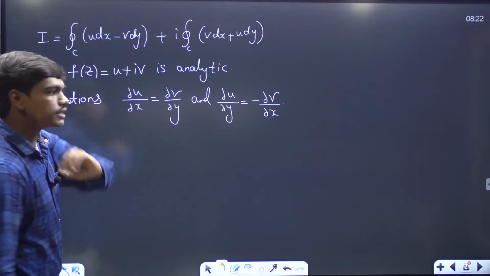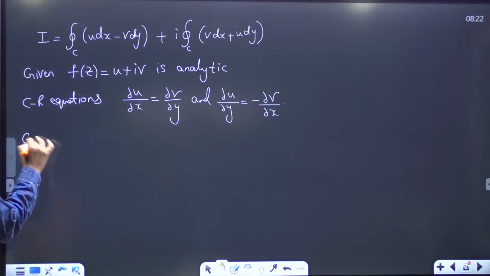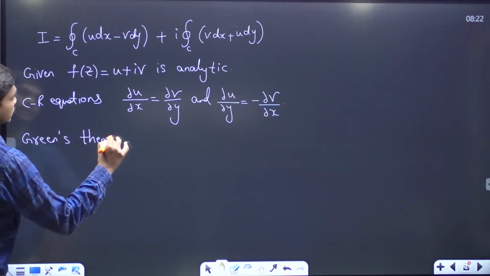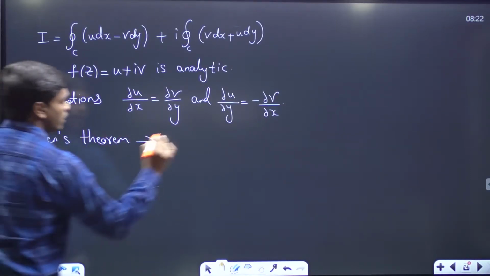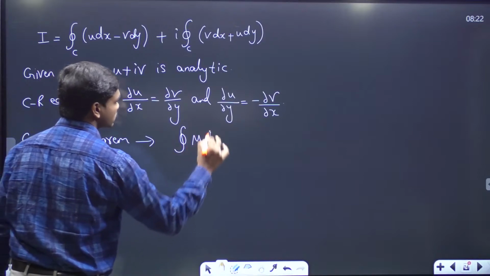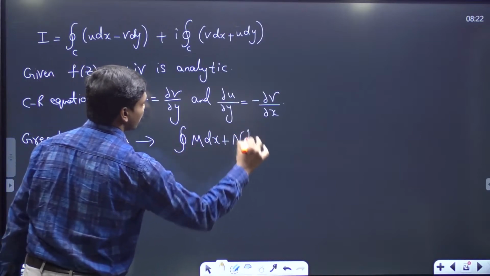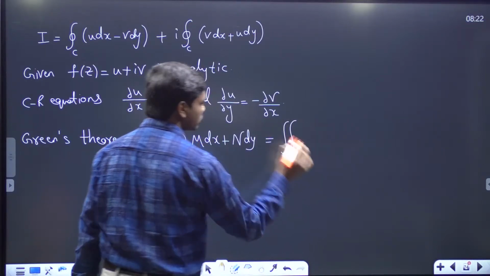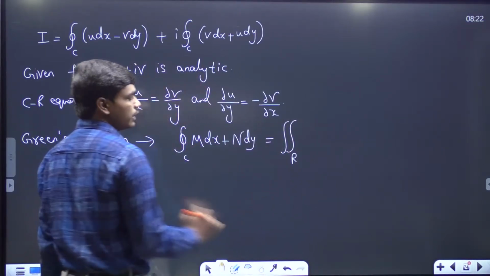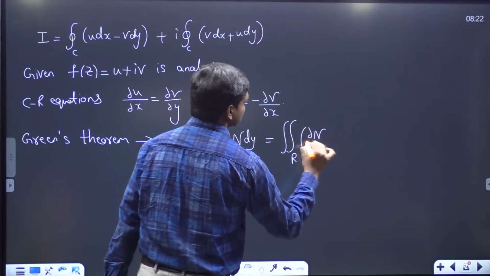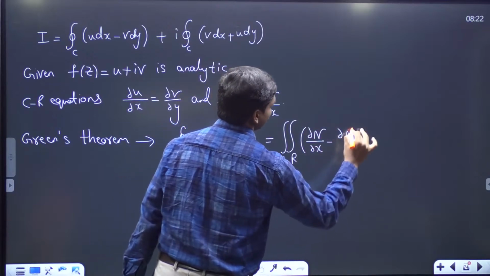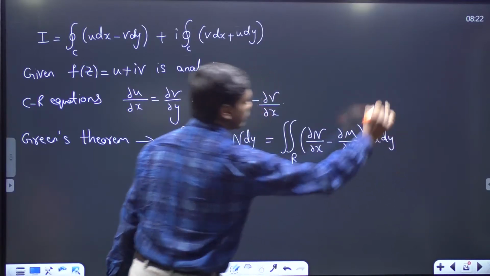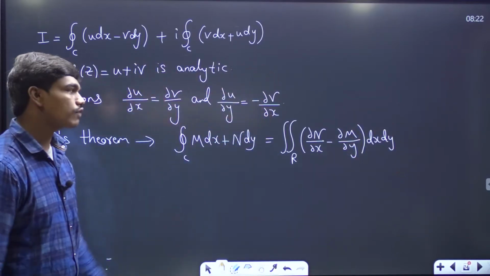If you remember Green's theorem in vector calculus, what does Green's theorem tell us? The cyclic integral of M dx plus N dy over the path C is equal to the double integral over the region R, which is bounded by this path C, of dou N by dou x minus dou M by dou y into dx dy. Correct? This is what we have seen in the case of Green's theorem.